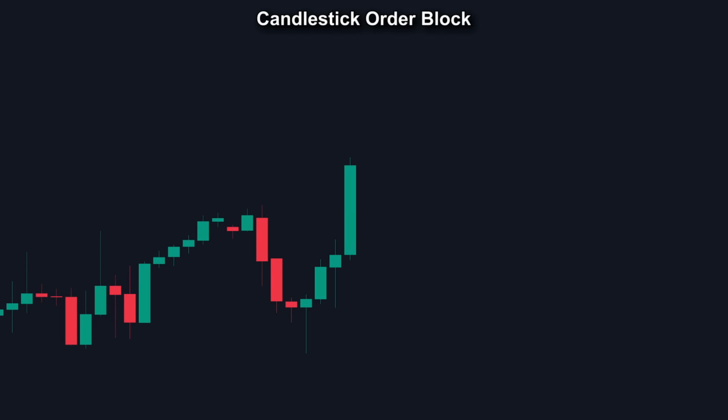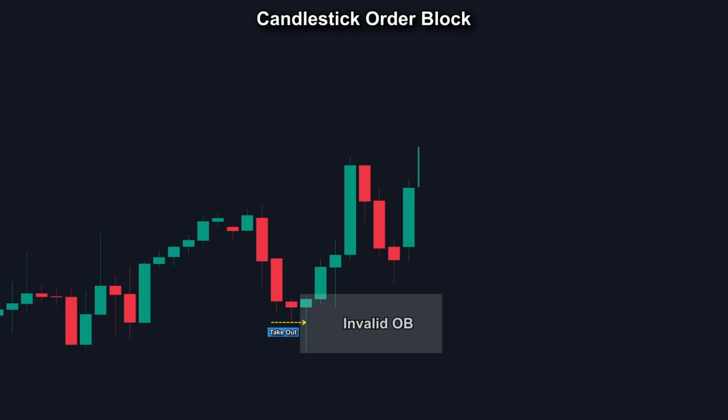Here's another example. Price takes the low, sweeps liquidity with this bullish candle, then pushes higher. But again, no clean gap between the candles, and the order block is mitigated by the wick above it. Invalid, not usable. Now contrast that with this move.